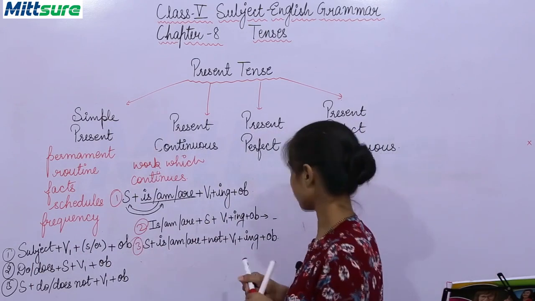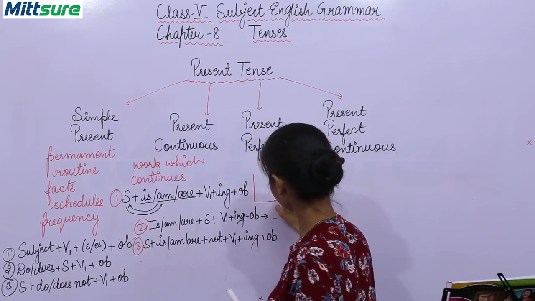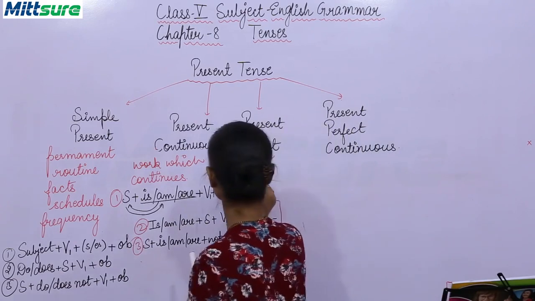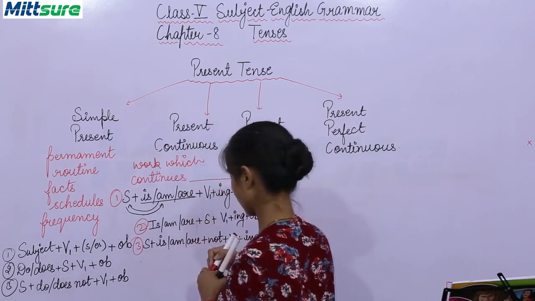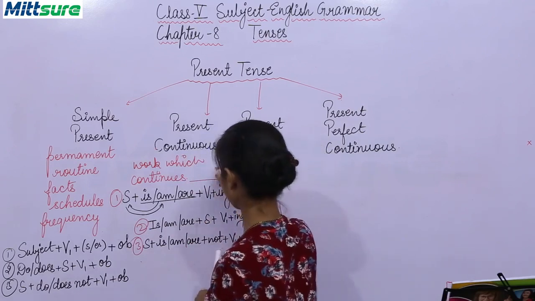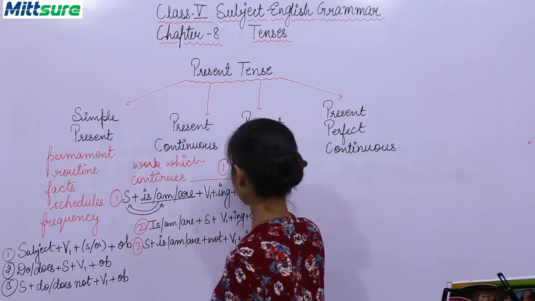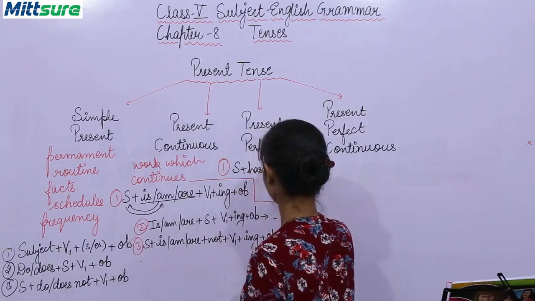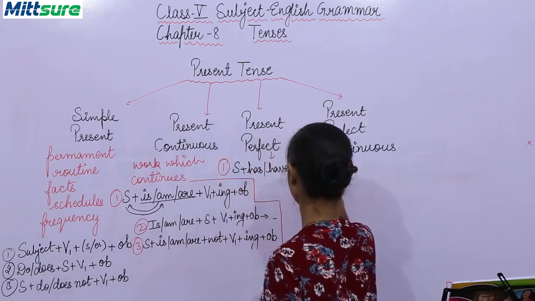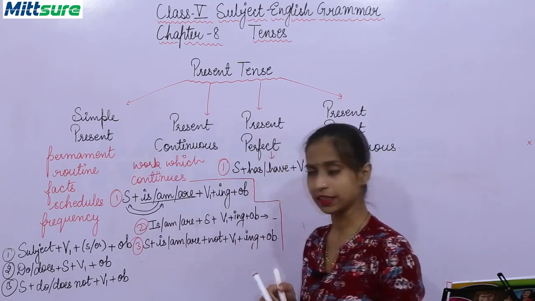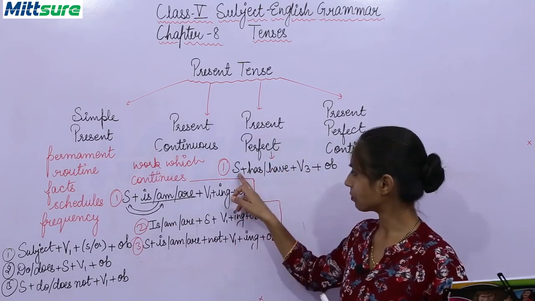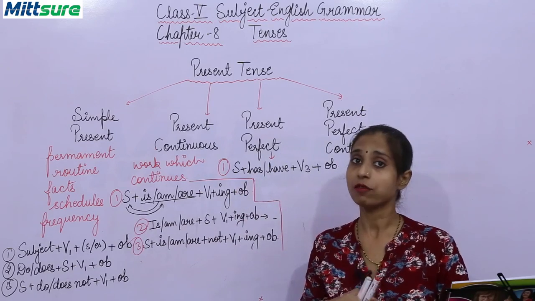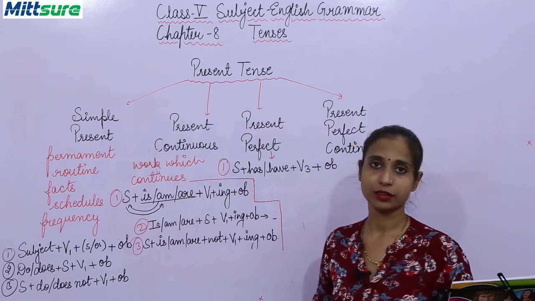Now, what will be the formula for this? Just see the formula. First formula for assertive sentence. Subject plus has, have plus verb in the third form plus object. Very easy formula. Subject plus has, have, verb third form, that means past participle form of the verb plus object.